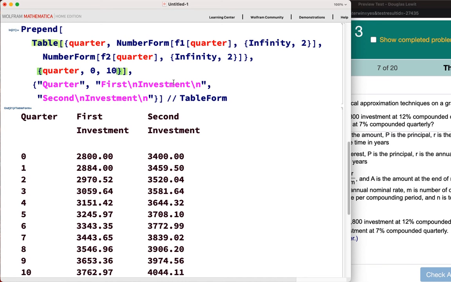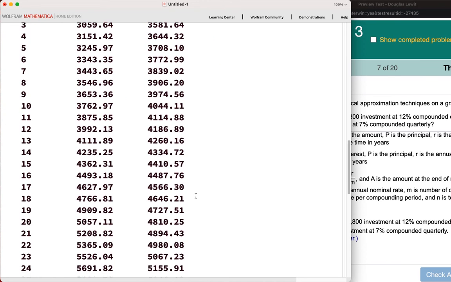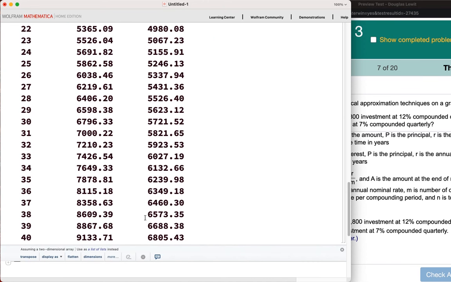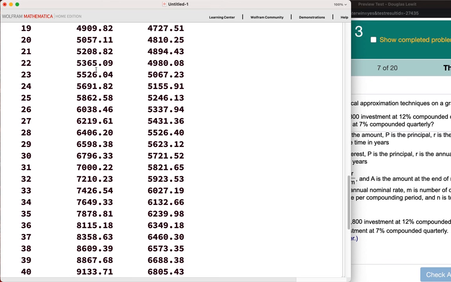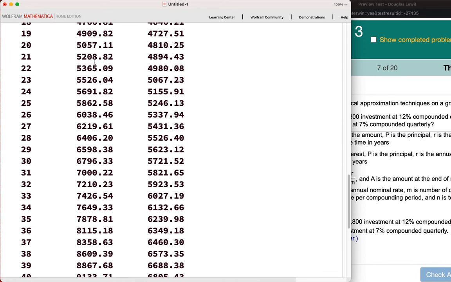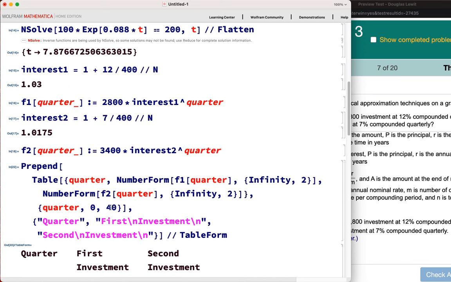Okay, so if we go to 10 quarters, it's not really enough. Let's try 40 quarters. Okay, so you can see here, yeah, we don't even have to go as far as 40 quarters. Let's try going up to 20 quarters.